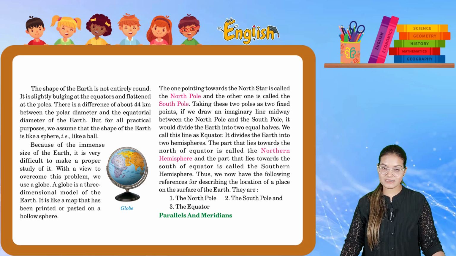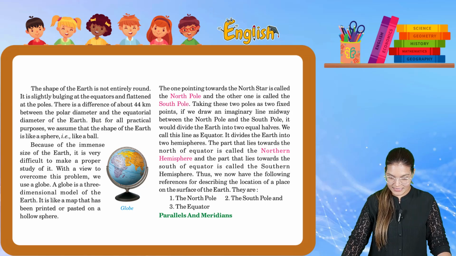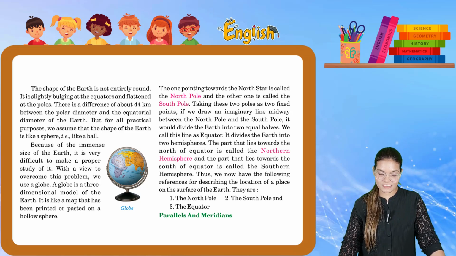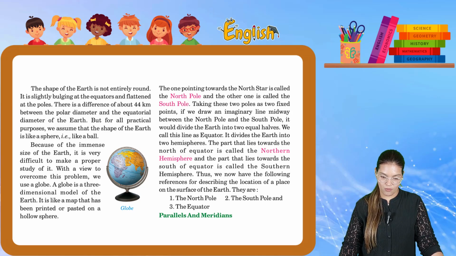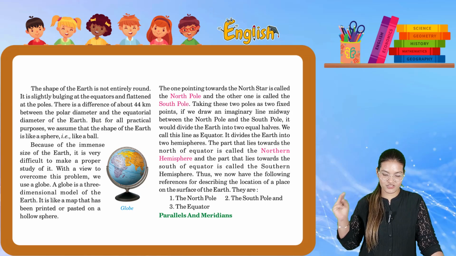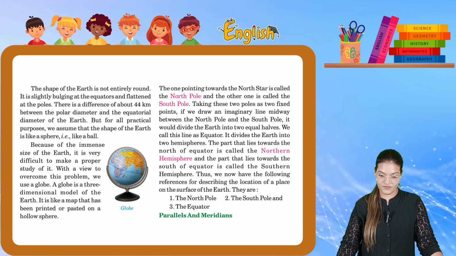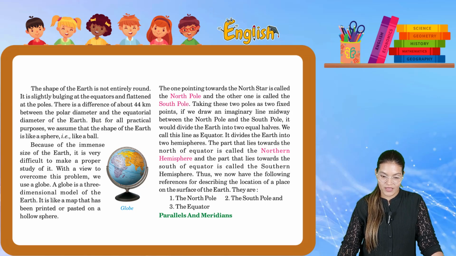Because of the immense size of the earth, it is very difficult to make a proper study of it. With a view to overcome this problem, we use a globe. A globe is a three-dimensional model of the earth. It is like a map that has been printed or pasted on a hollow sphere.